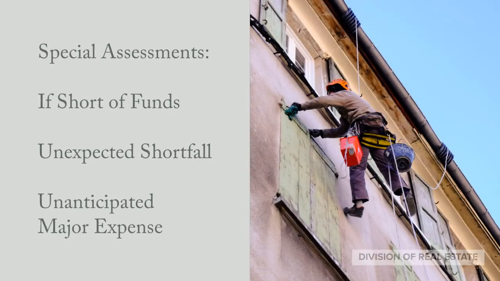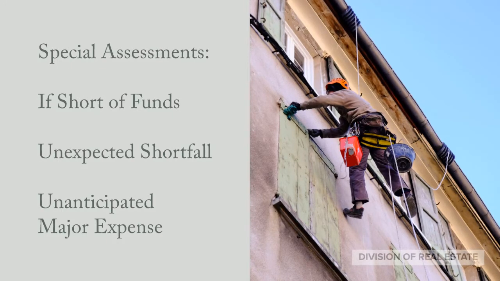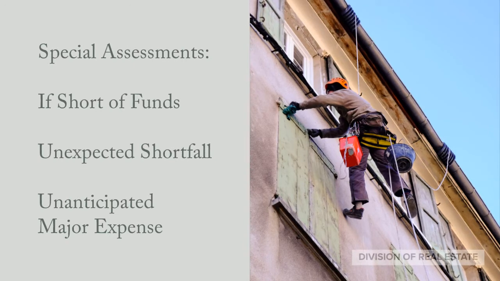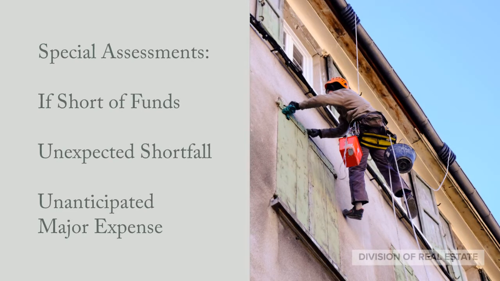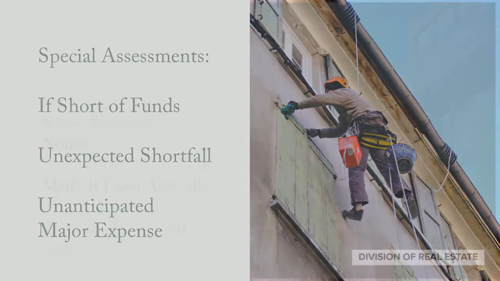Special assessments are needed when the HOA is short of funds, an unanticipated budget shortfall exists, or the Board of Directors has decided not to provide reserves or replacement funds for capital expenditures, deferred maintenance, or when the HOA experiences an unanticipated major expense. Examples might be a common boiler going out, or roof damage not covered by insurance.